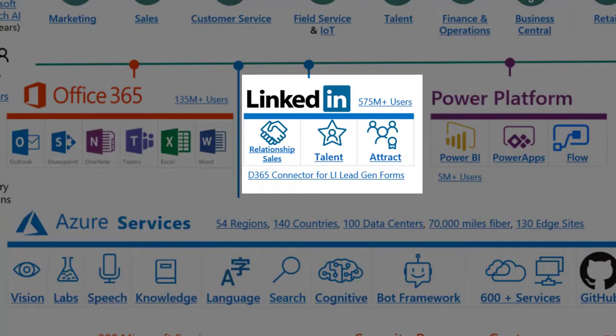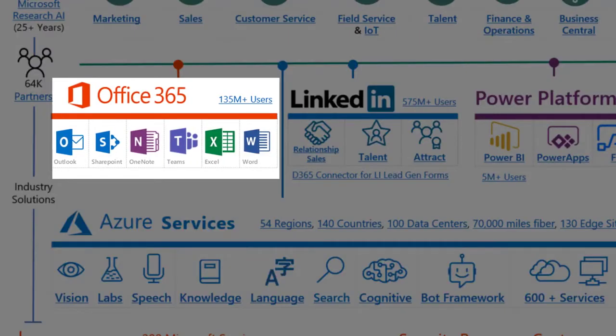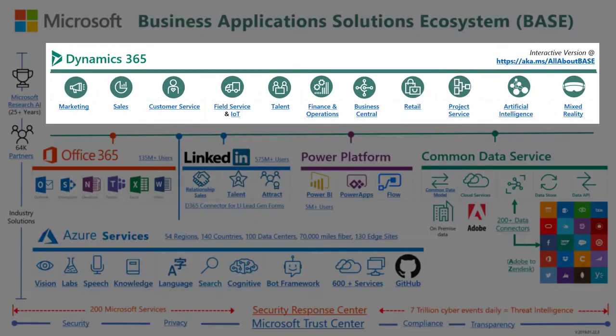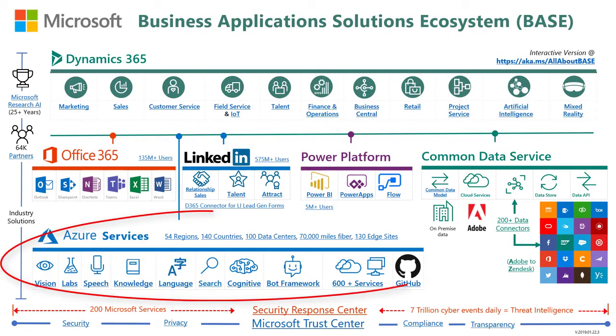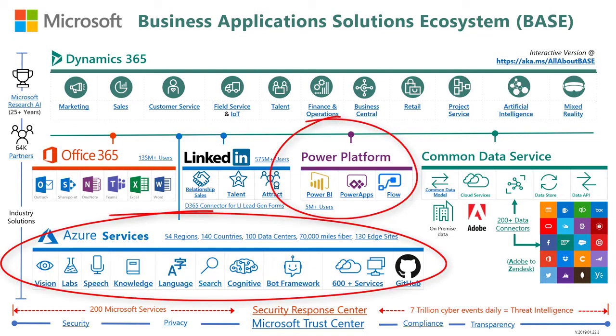The ecosystem includes LinkedIn, which helps turn your relationships into revenue, Office 365 for modern collaboration, and Dynamics 365 for business applications, mixed reality, and AI. Microsoft's AI is infused throughout the entire ecosystem, and with 64,000 partners, there are solutions tailored for every industry. With Azure and the Power Platform, you can collect data from over 200 sources and build a single view of the customer. Together, they empower associates and create engaging customer experiences.